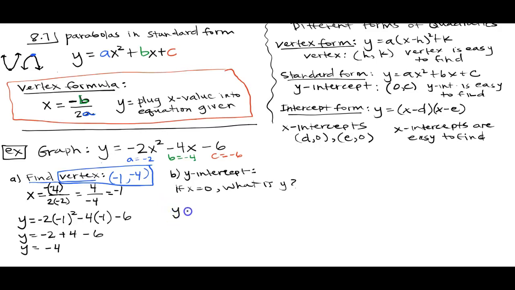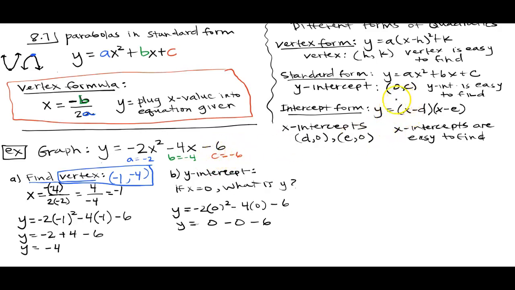So go back to this original equation they gave us. I've got negative 2 in place of x. I'm going to put 0. Negative 4 times 0, and then negative 6. Well, what happens to these? We've got 0 squared is 0. 0 times anything is just 0, right? So do you see that that just goes to 0? And then negative 4 times 0 is 0.